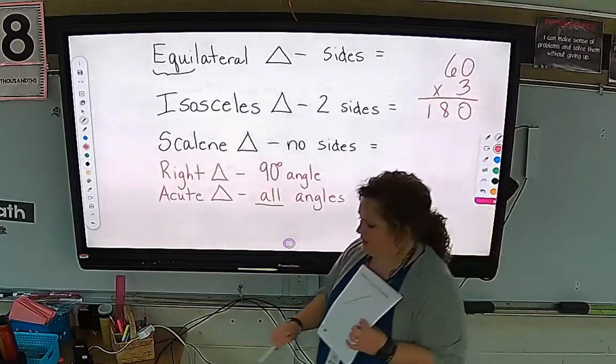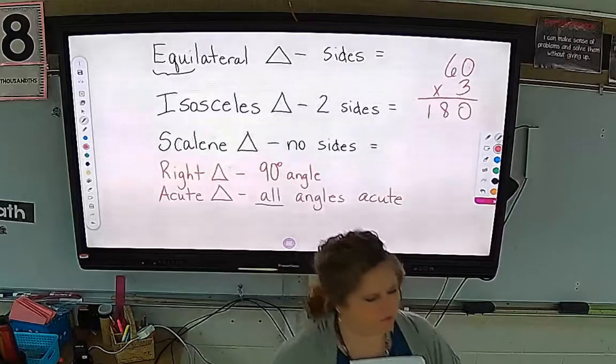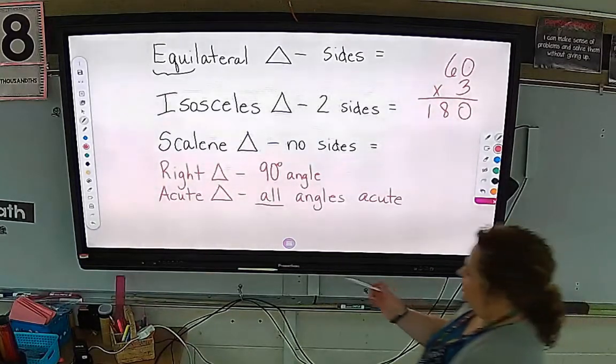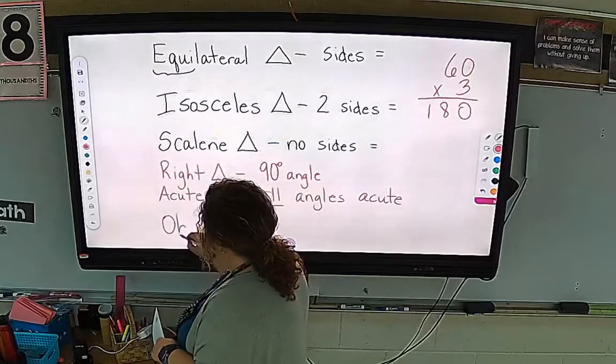Now, can you have an obtuse angle in a triangle? Yes. Can you see one right now? Look at C. Does it have an acute? Yeah, it has two acute, but it also has an obtuse. Anybody do F? Look at F up here. An obtuse triangle has one obtuse angle.